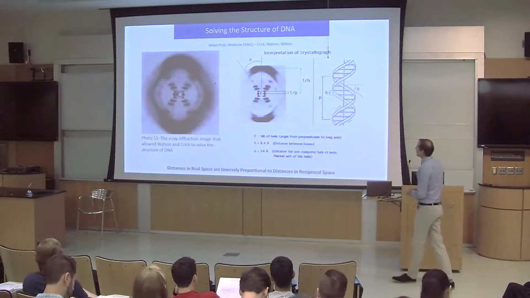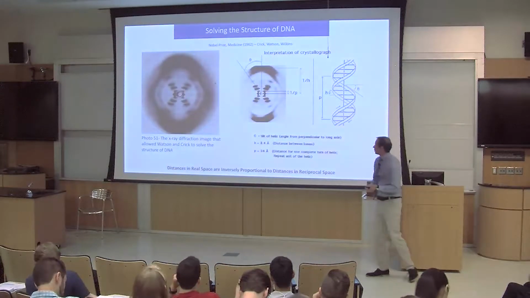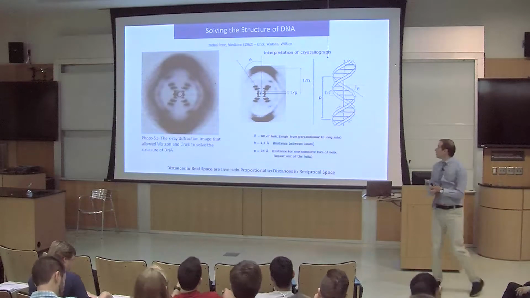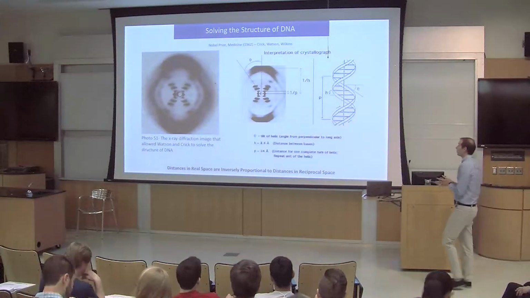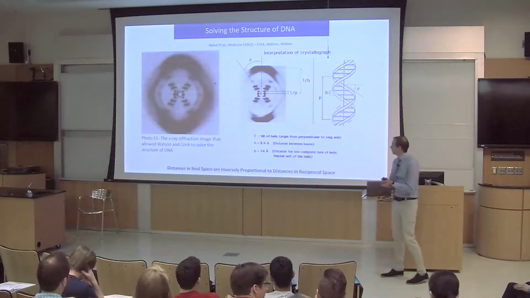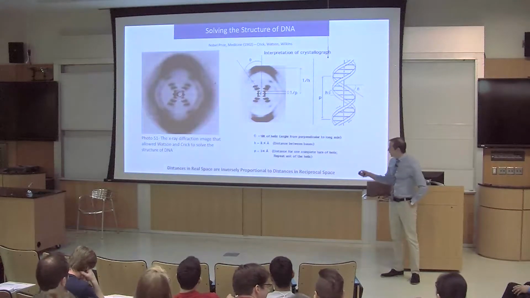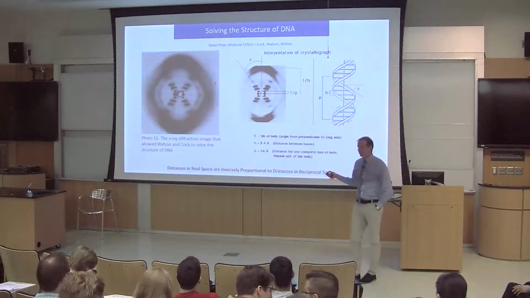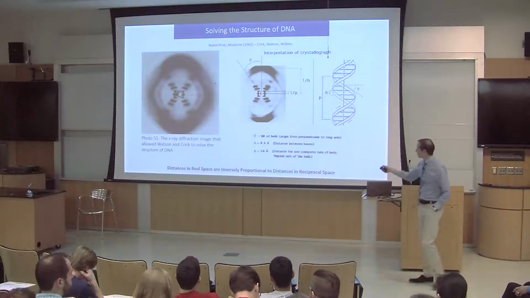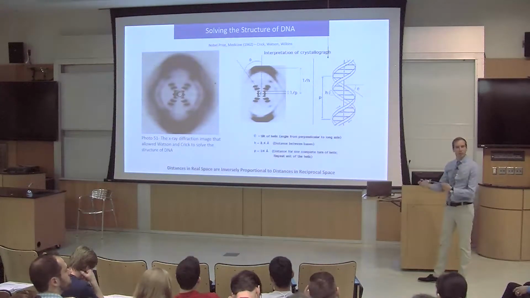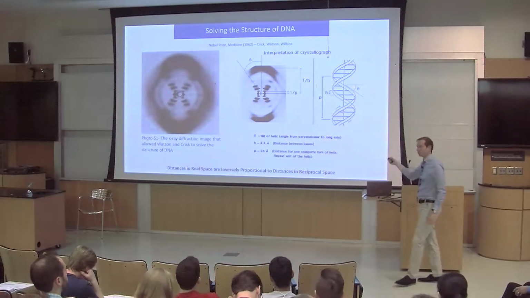And to illustrate this, I like to use the structure of DNA, which was a Nobel Prize winning work by Crick, Watson, and Wilkins. Photo 51 was the X-ray diffraction pattern of a DNA structure. And what they were able to do was correlate this principle of reciprocity to understand the double helix structure.